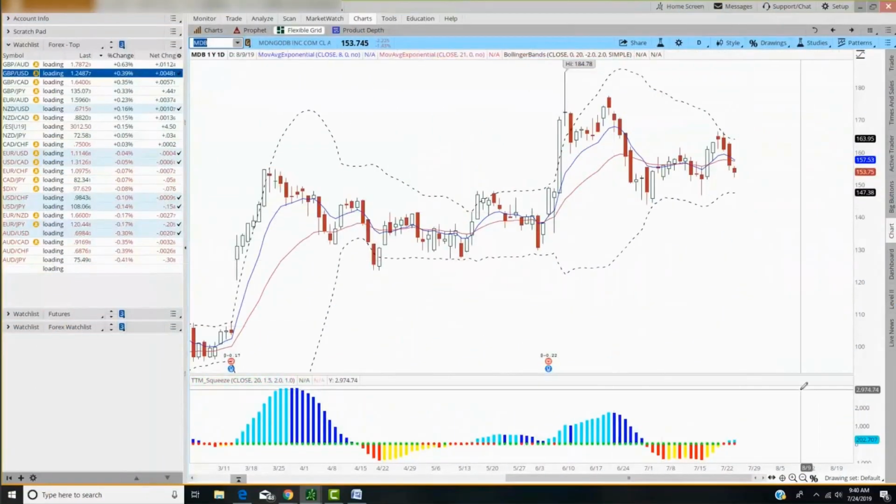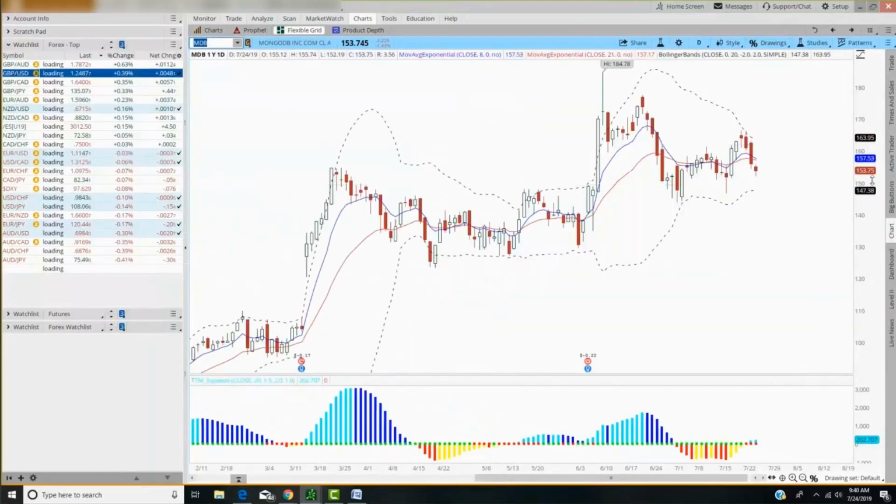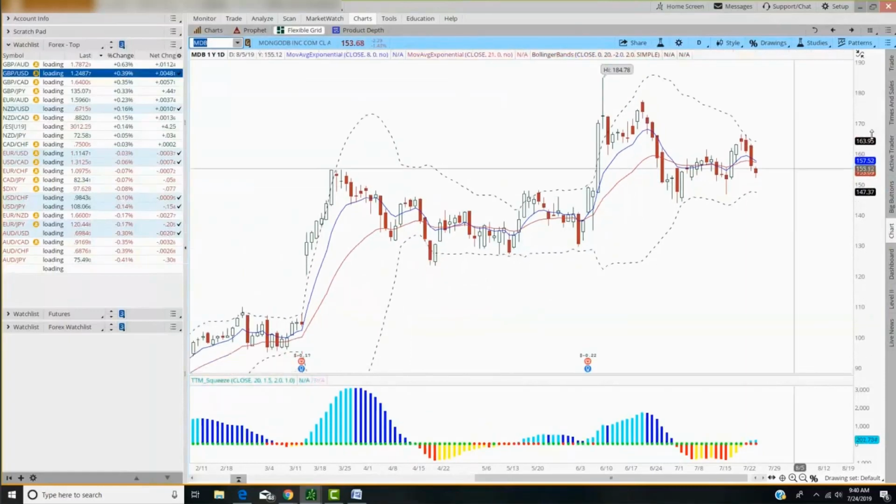MDB, okay. MDB is a trade that I'm currently looking at right now, and I'll probably end up taking a position on this trade. A couple things that I like.